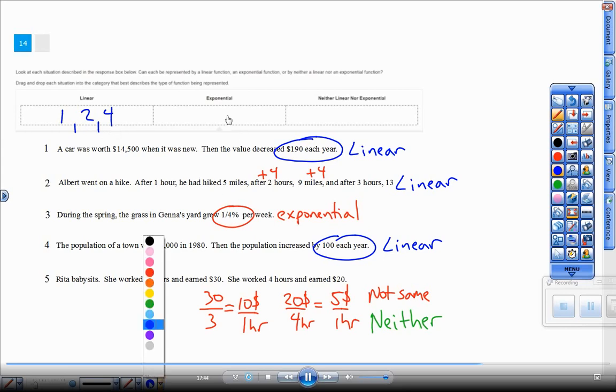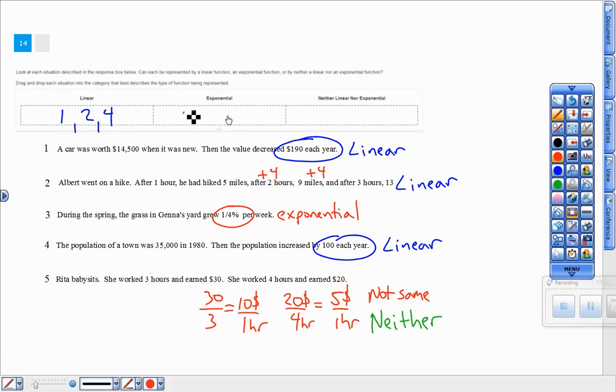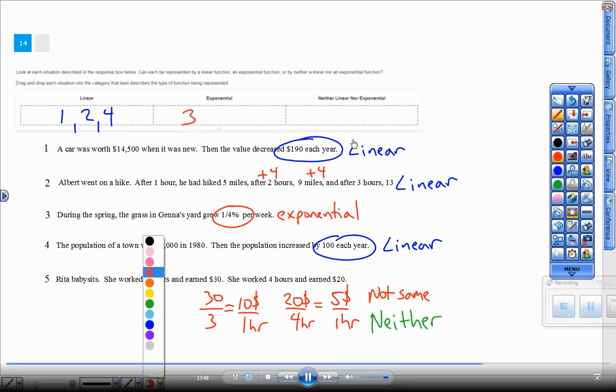Exponential for this set is number 3, and then neither for this set would be 5. A key sentence you could say is any percent problem is exponential, or you could say any problem going up by the same amount each year or each time is linear. Or you could say any problem that does not have a common rate of change or a percent is neither. Those are things you could say.